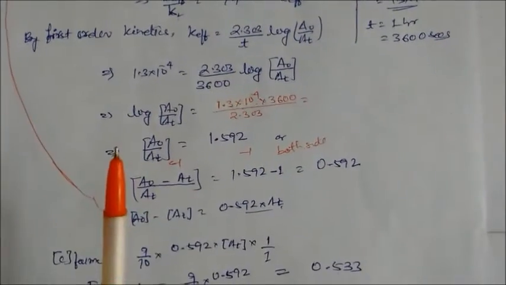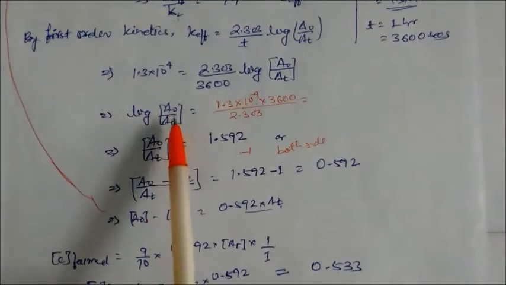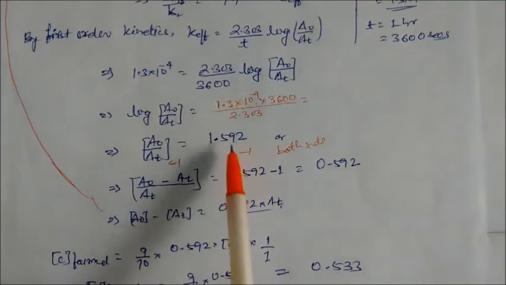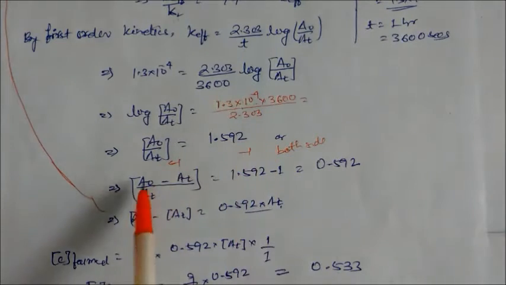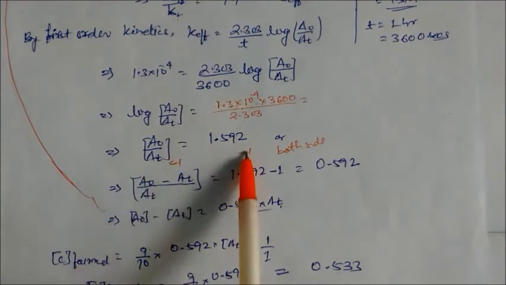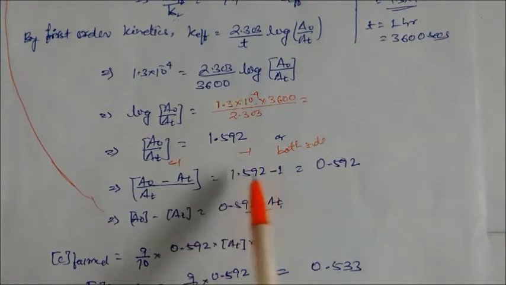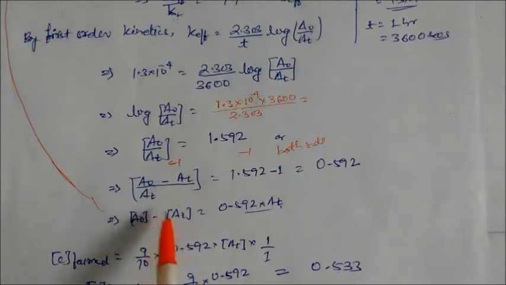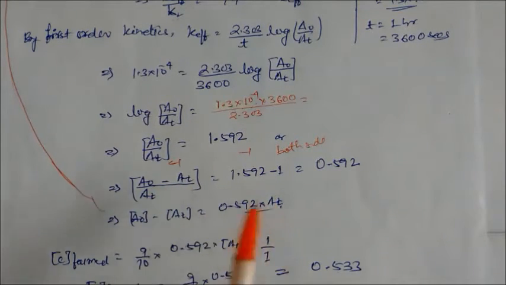And again on solving, the antilog of this will give you 1.592, and since it is A2, just subtract 1 on both sides. So subtracting 1 on both sides, you will get this value. This will be this much value, and this is nothing but A naught by 80 into 80. So multiply the whole value into 80.